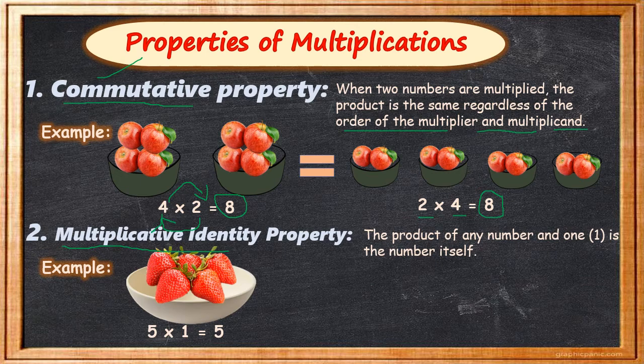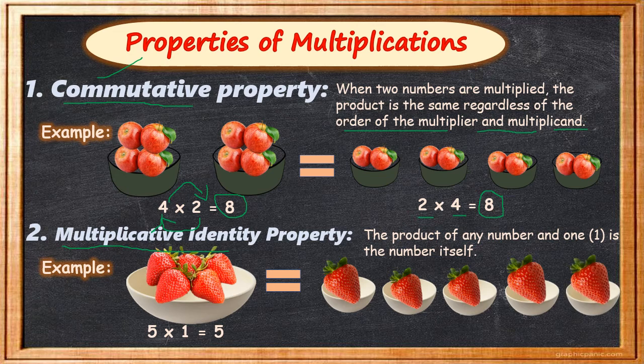Now what if I multiply 1 with 5? How many bowls are there now? 5. 1, 2, 3, 4, 5. And how many strawberries are there? 5. 1, 2, 3, 4, 5. But now each bowl has only one strawberry. So 1 into 5 is 5. So whenever you multiply any number with 1 or 1 with any number, the product will be the number itself, children. Is it clear?